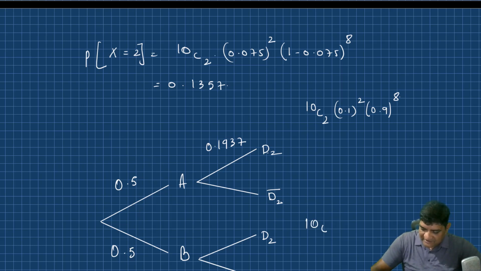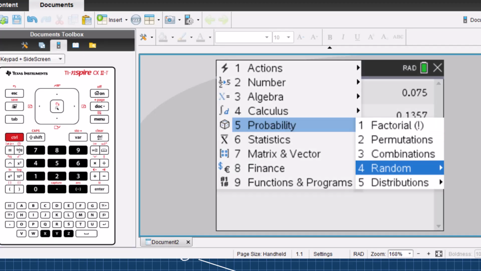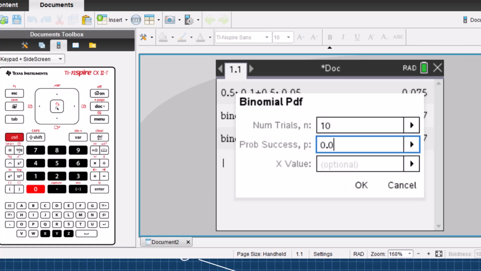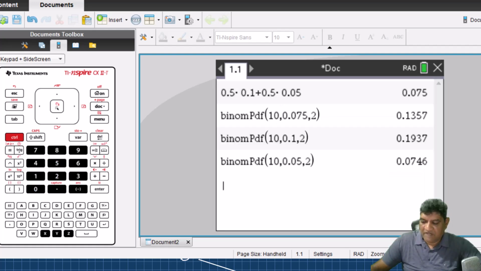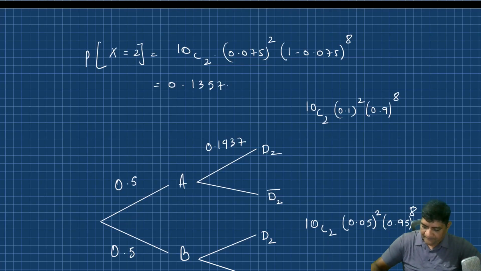So this is 10C2 into the probability of defective, which is 0.05 raised to the power of 2 into 0.95 raised to the power of 8. Quickly calculating that. And we're going to get 0.076746.